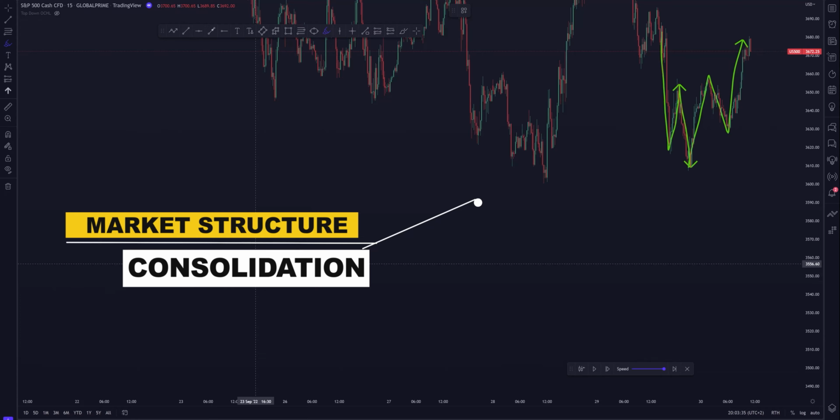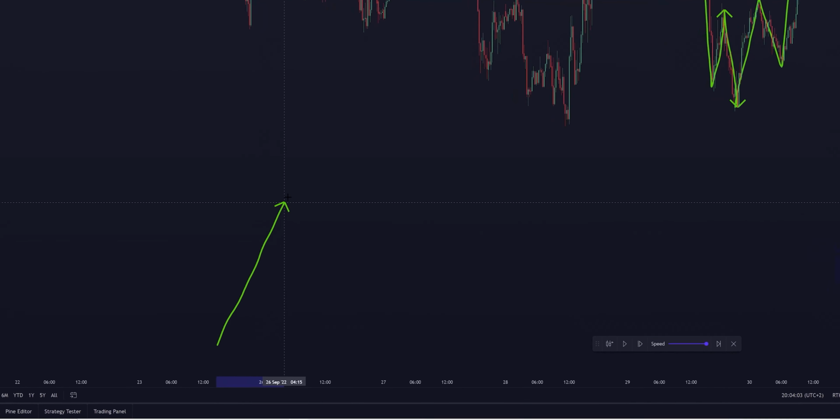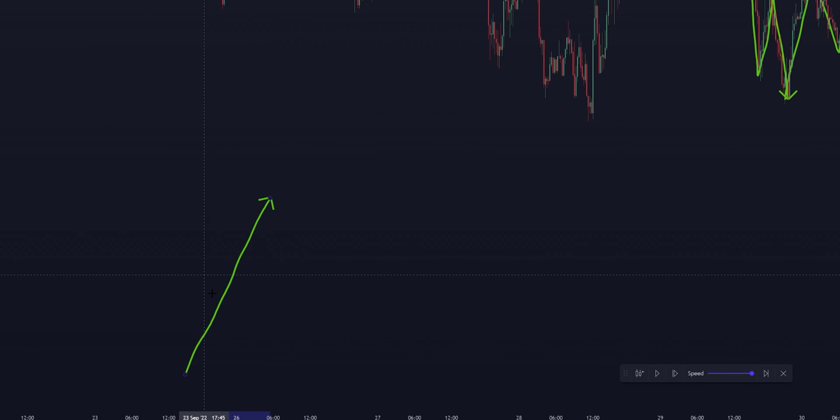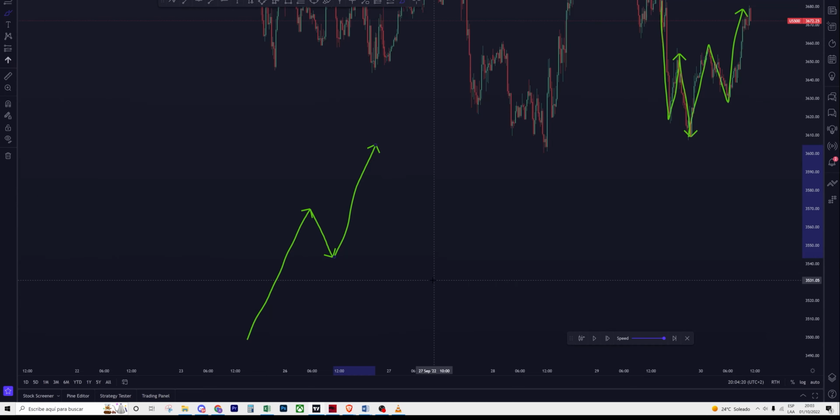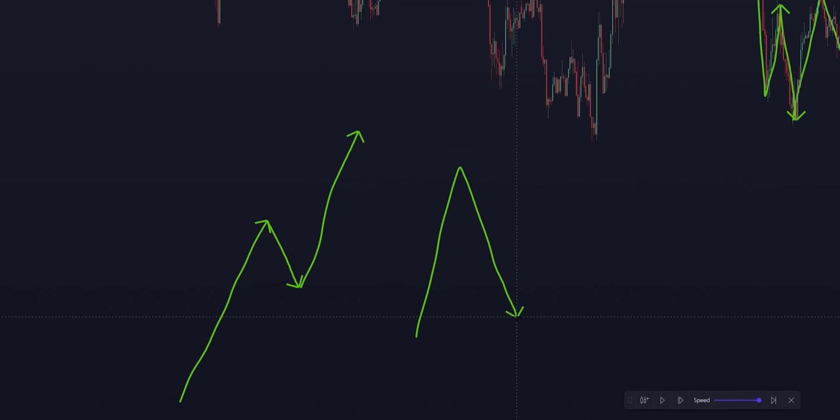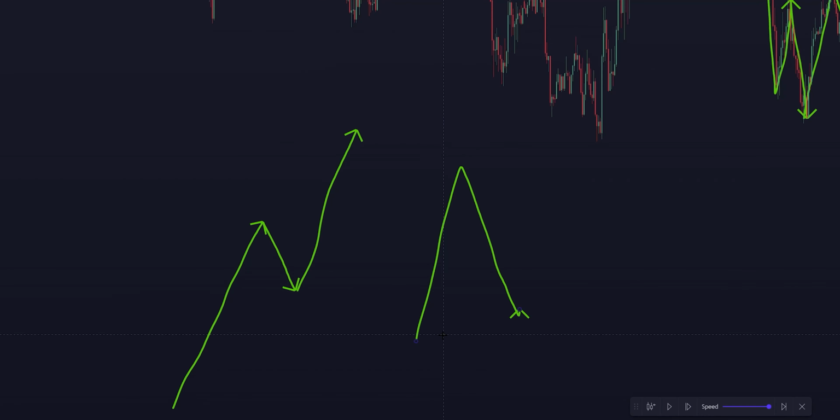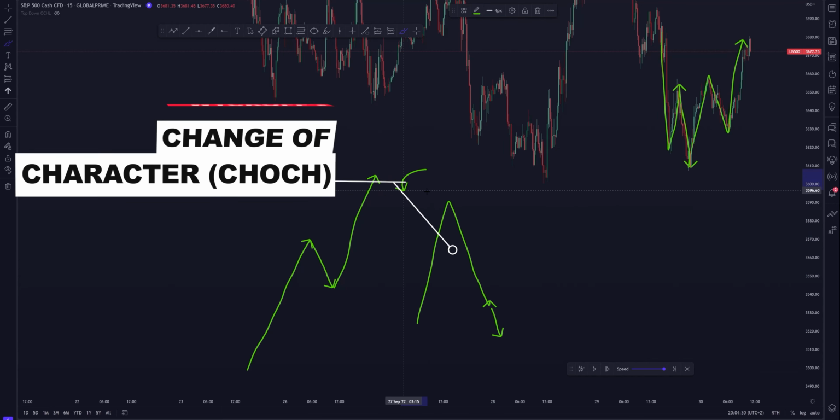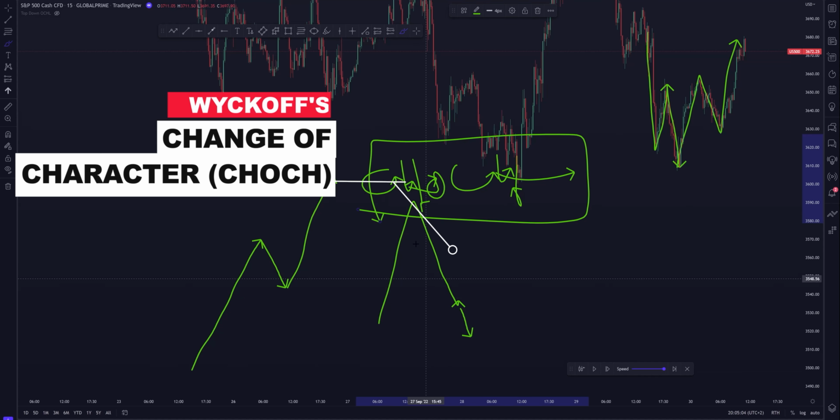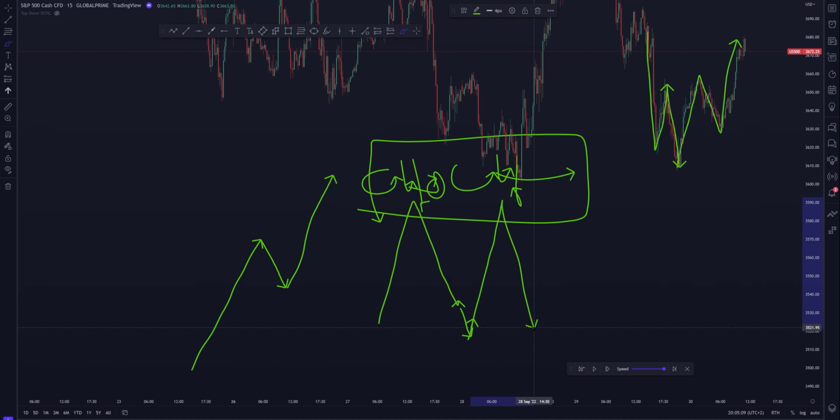Just as a quick reminder, for an uptrend, we want to see the waves going in the direction of the trend, in this case higher, being bigger than the waves going against the direction of the trend. But the very first time we see a retracement that is close to 100% or even bigger than 100%, that's the moment we have the change of character. And when we spot this change, that's when we know price is now likely going to start a consolidation.